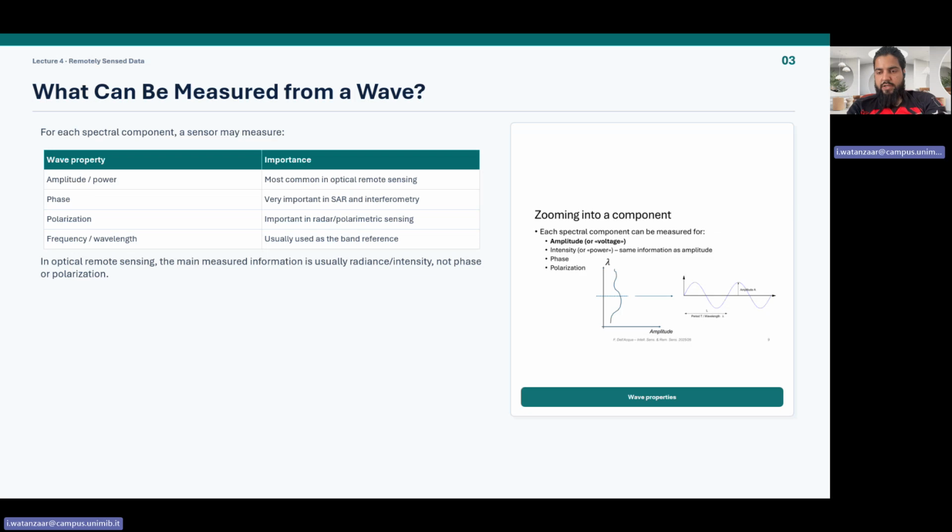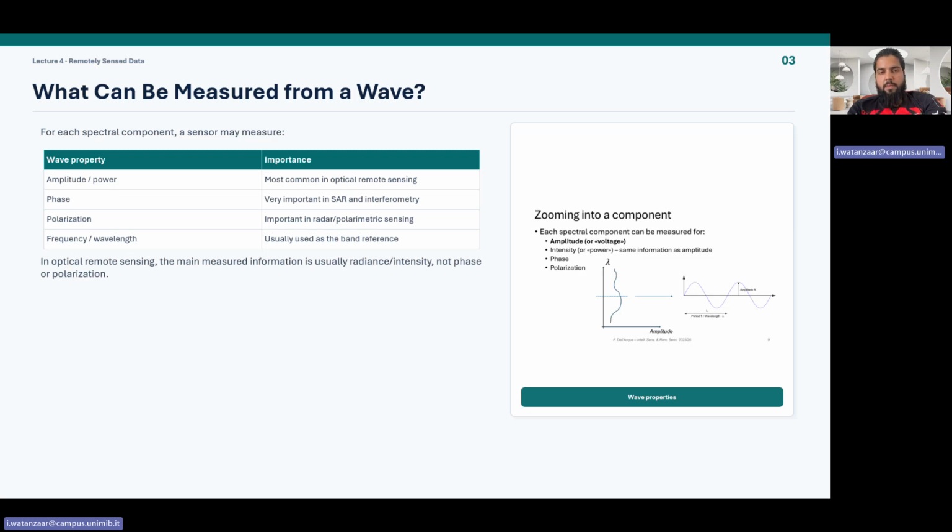As we discussed, the electromagnetic wave has a polarization, which is the sidewise variation or oscillation of the signal, and sensors can capture the polarization of electromagnetic waves. So it is important in radar or polarimetric sensing. And the fourth one is frequency or wavelength, which is really important in classical satellites, usually used as a band reference. Based on the frequency or wavelength, we use it as a reference for the band collections.